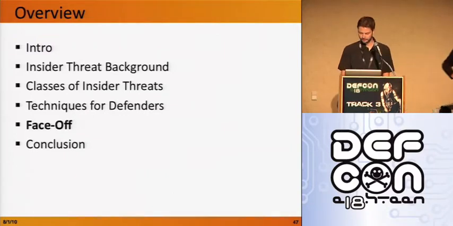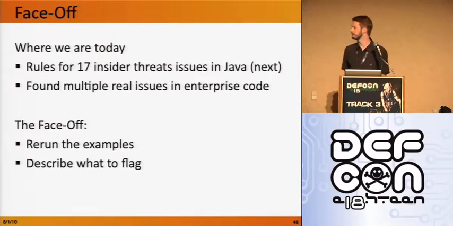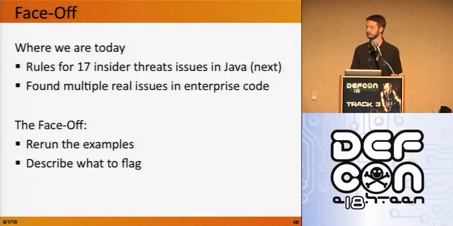The face-off. So what have we done? So where are we today? We have 17 insider threat categories and we've implemented them all for Java. We found multiple real issues in enterprise code. So we have confirmed issues that we found in enterprise code.